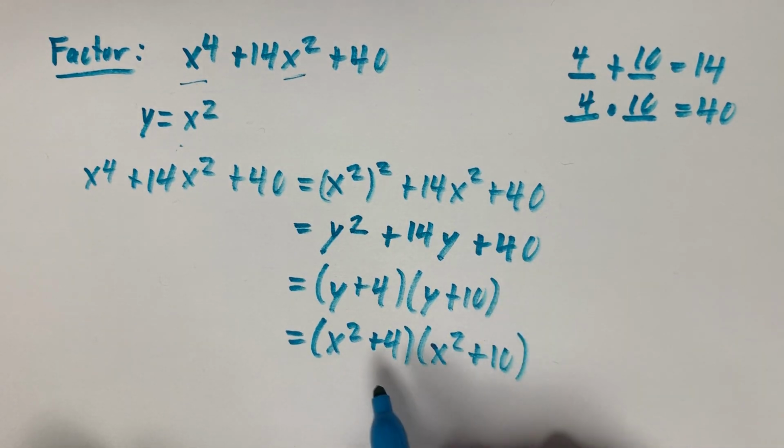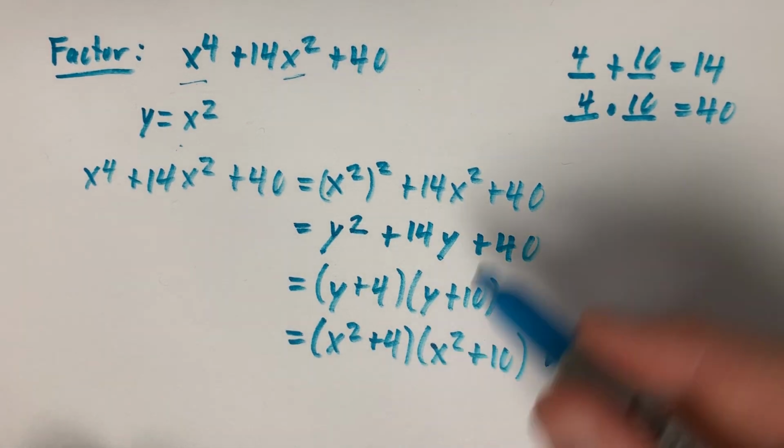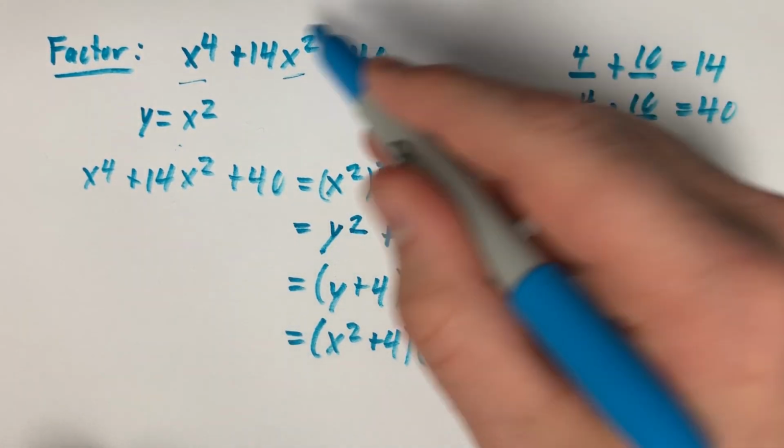All right, so at this point, this does not factor any further. So these are prime polynomials here. They cannot be factored any further. And at this point, we're done with the entire problem. This is a complete factorization for this expression here.